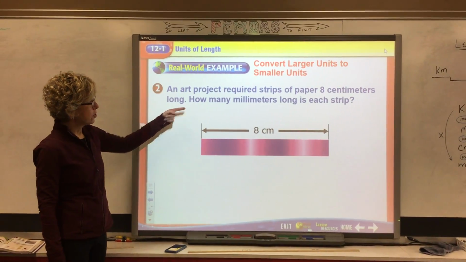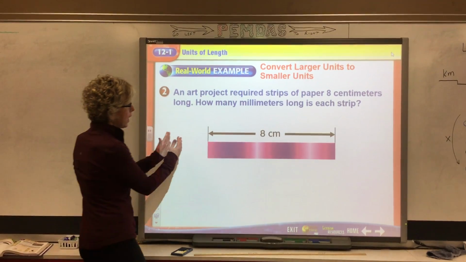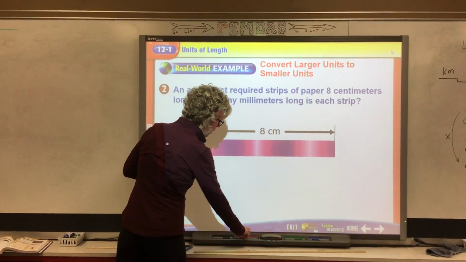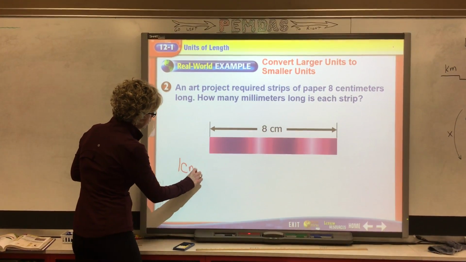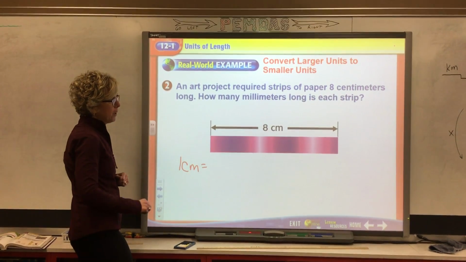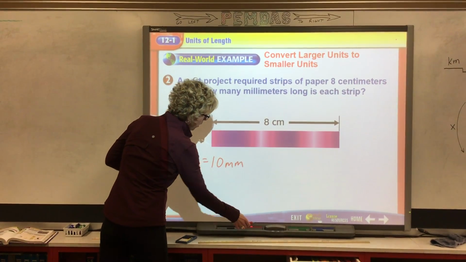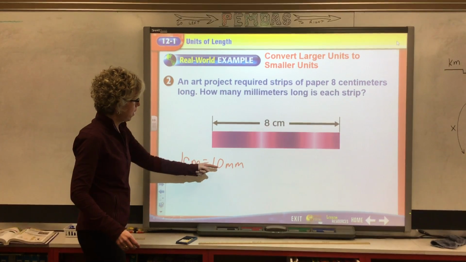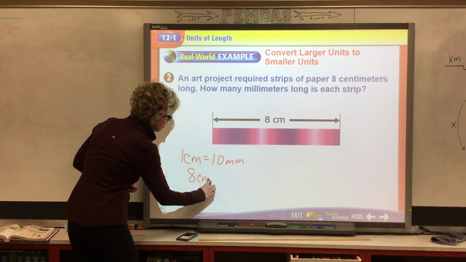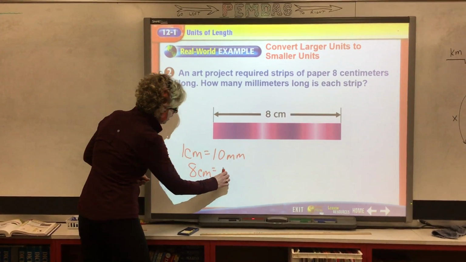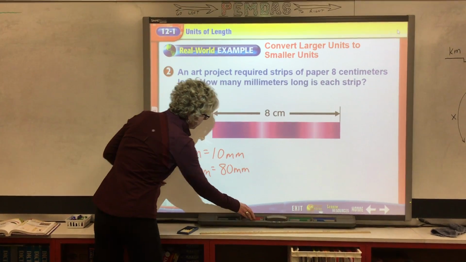How many millimeters long is each strip? Okay, so we have to think, we've got 8 centimeters, and we know that 1 centimeter equals how many millimeters? 10. 10 millimeters. So we're going from larger to smaller. If we have 8 centimeters, we would multiply that times 10, and we would get 80 millimeters. Okay?